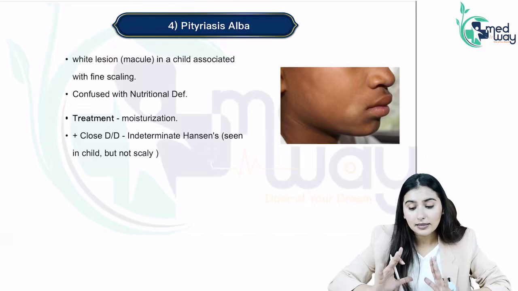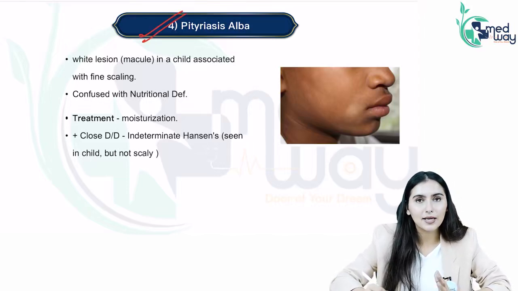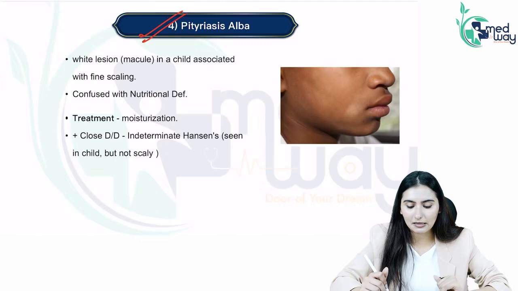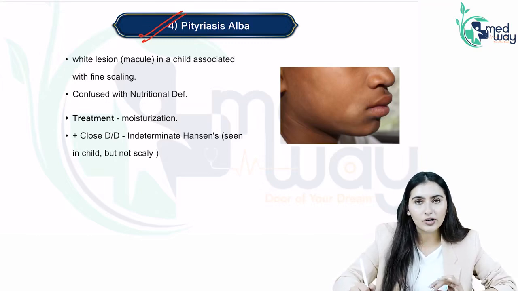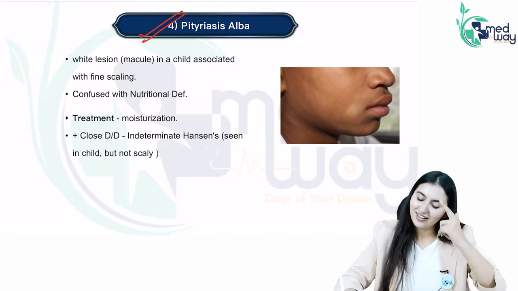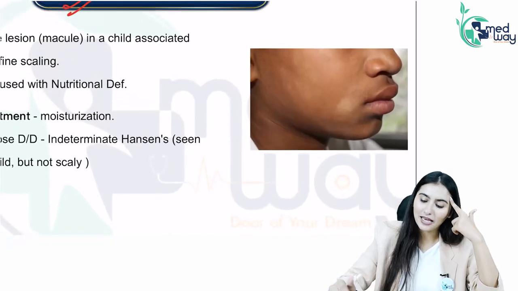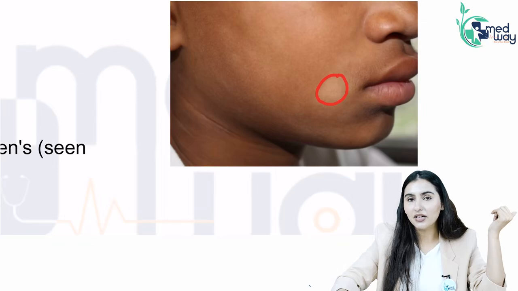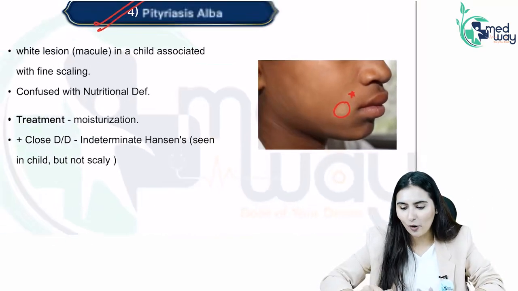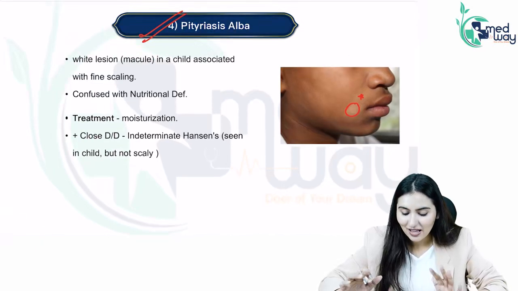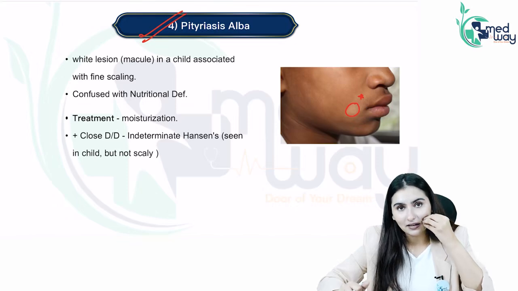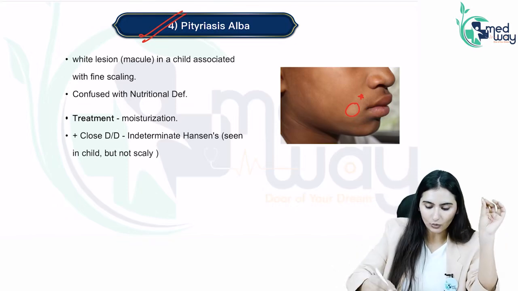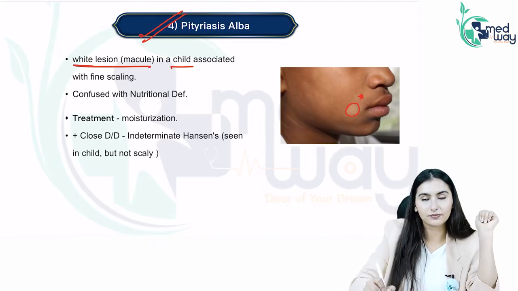Okay, the next thing is P. alba. P. alba is also an endogenous eczema. Pityriasis alba. See, I have a funny story with this. I had P. alba when I was younger, and I was taken to a dermat, and they told me I might have vitiligo. And my mother cried the whole night because she was like, oh my god, my daughter has vitiligo. So the problem here is that there is a white hypopigmented macule in a child.